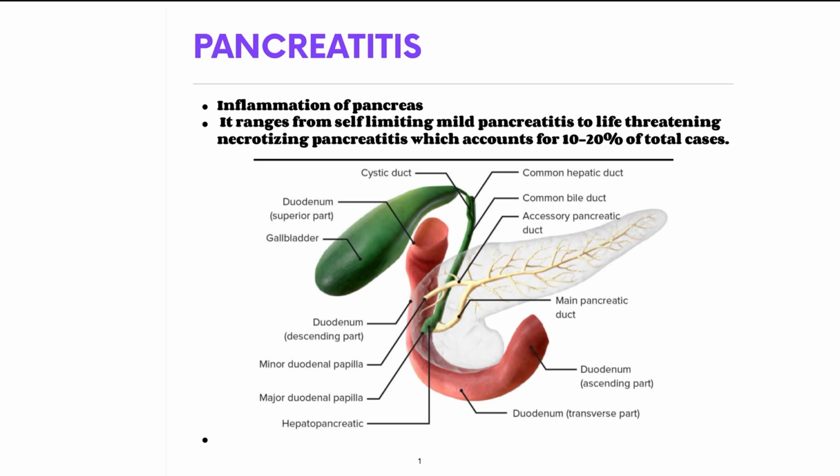Today we are going to talk about pancreatitis. First, let's understand what pancreatitis is. Pancreatitis is an inflammation of the pancreas. It's explained by its word itself. So we can see the image of the pancreas in the figure.